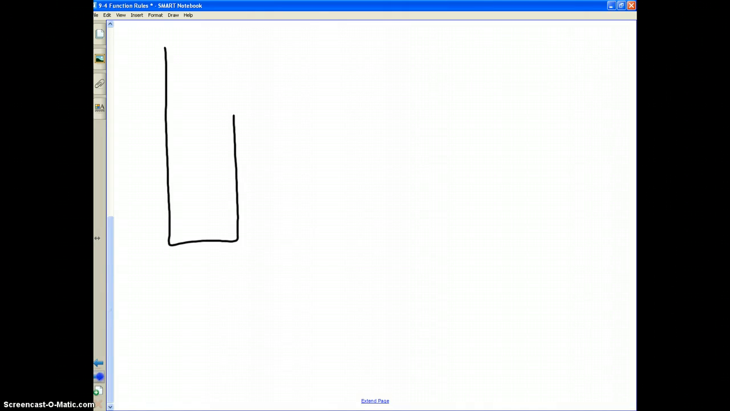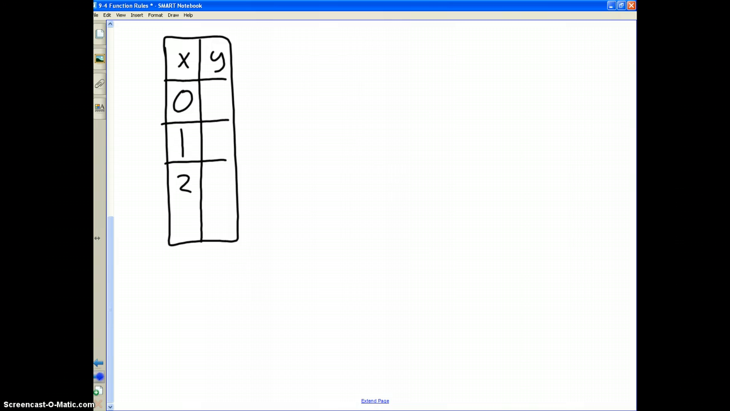Alright, the next table that I would like to analyze is here. We'll have x and y again. 0, 1, 2, and 3. And then our y values this time are going to be -3, -1, 1, and 3. Okay, just like yesterday, we have to find our common difference. So we're adding 2, adding 2, adding 2.